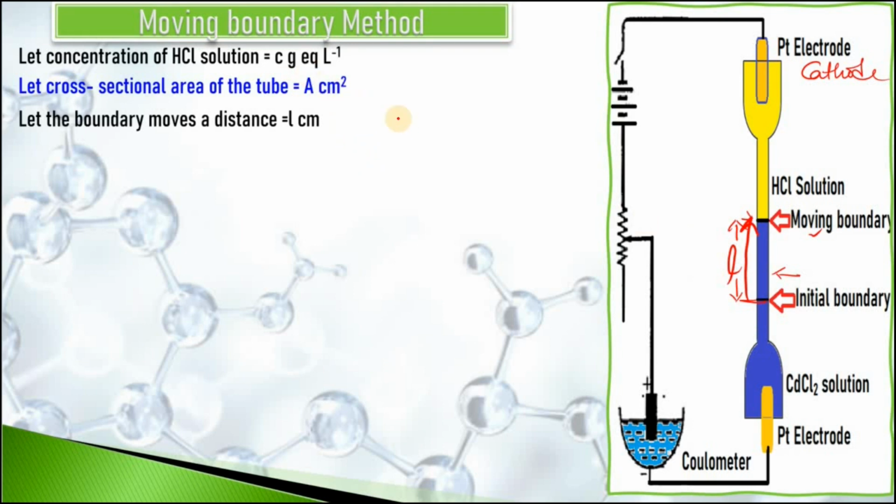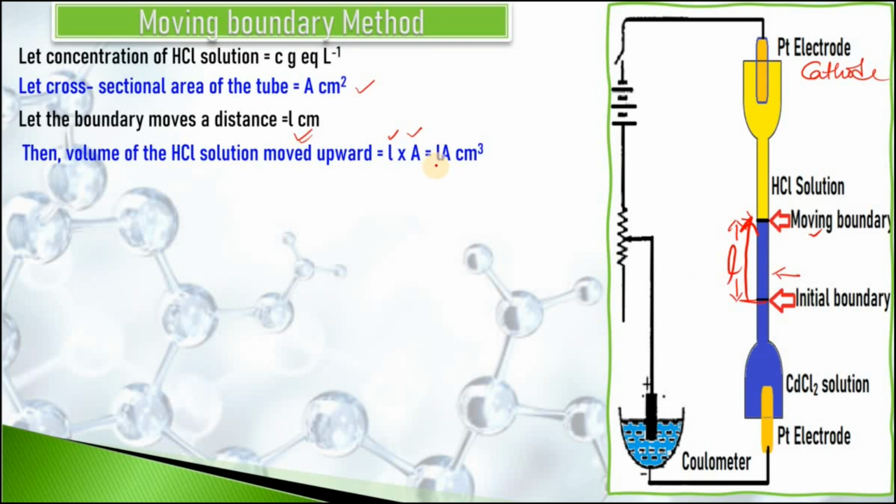It is not that difficult, because the cross-sectional area of this tube is A and the length of the boundary moved is L. Then the volume of HCl solution moved upward will be equal to length into cross-sectional area, or L into A centimeter cube. This is the volume of HCl solution. Our next aim is to find out how many hydrogen ions have moved upward when L into A centimeter cube of HCl moved upward. It is again simple because the concentration of the solution is C gram equivalent per liter.